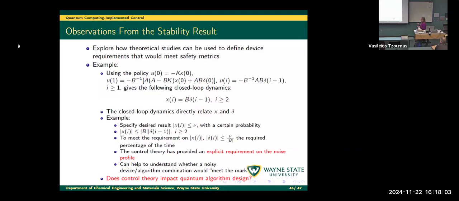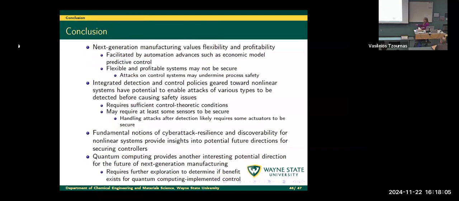And so in conclusion, next generation manufacturing values flexibility and profitability, and it's facilitated by automation advances such as economic model predictive control. Flexible and profitable systems may not be secure, and attacks on control systems could undermine process safety.